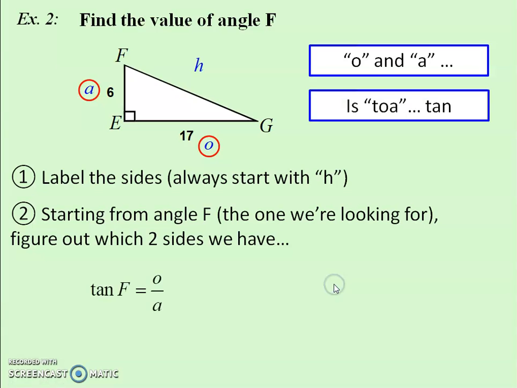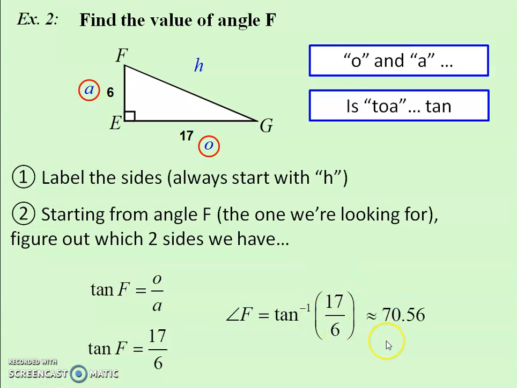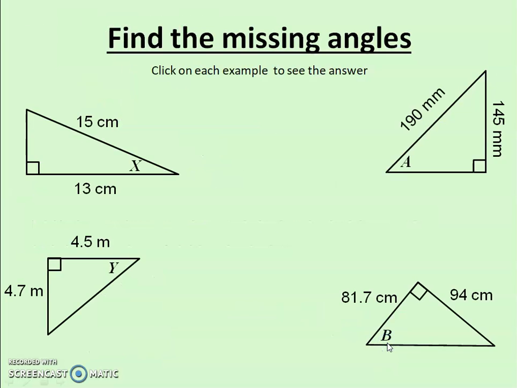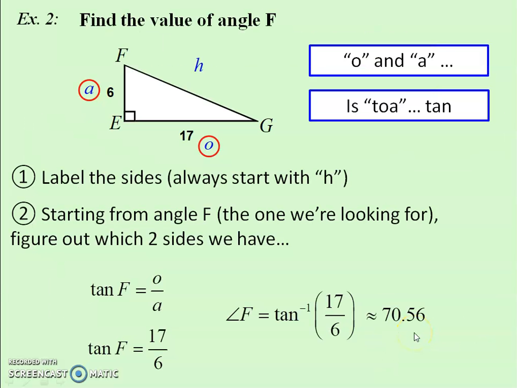So again, I would write out tan F is equal to opposite over adjacent. I'll replace them with the numbers in this problem, 17 over 6. And now I would have to do second function tan negative 1 of 17 over 6. I'll keep the exact thing. I won't try to turn that into a decimal value first. And you should find that that is approximately 70.56, and you should put the degree symbol in there. Go back just for a second if you want to see.